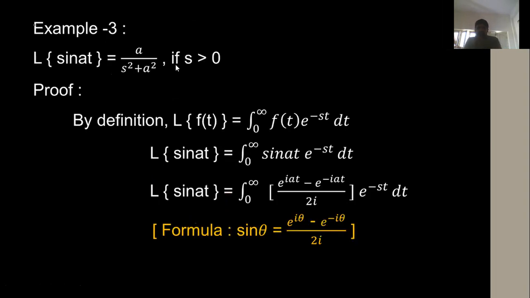Now in this class we are going to explain the Laplace transform of the trigonometric function sin at. Laplace transform of sin at can be given as a by s square plus a square. So we have to prove this one.